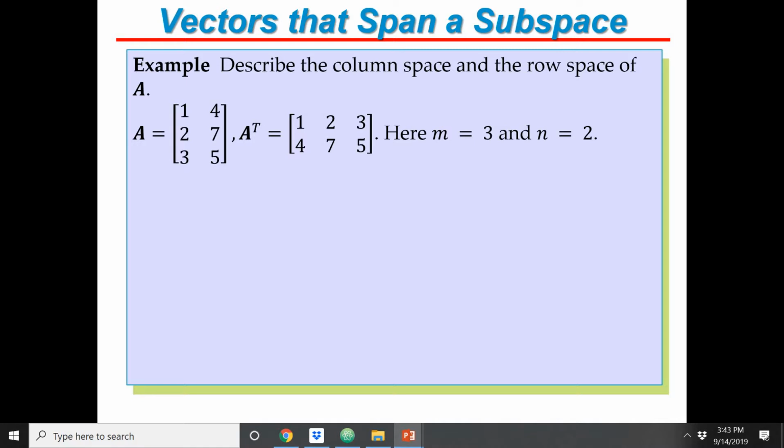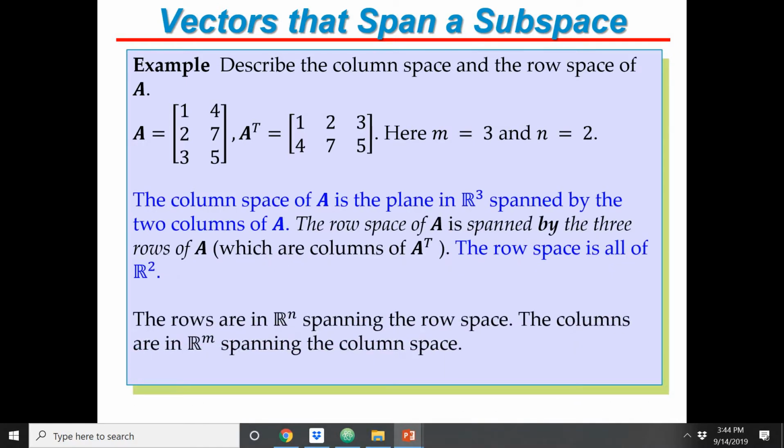So again, the column space of A generates only a plane with linear combinations, it is just a plane itself, and the row space of A, or the column space of A transpose, generates the whole of R2 in this particular case.